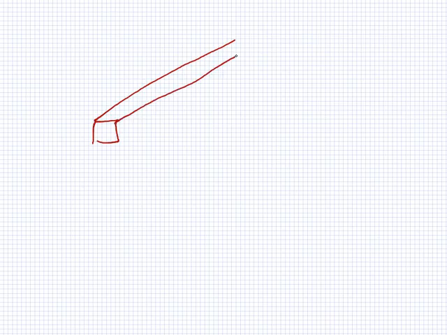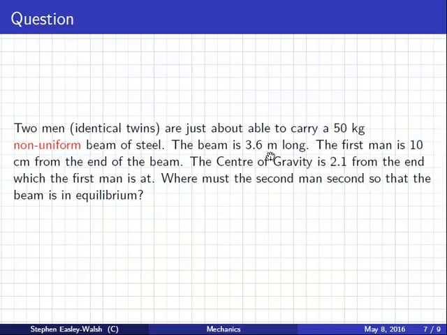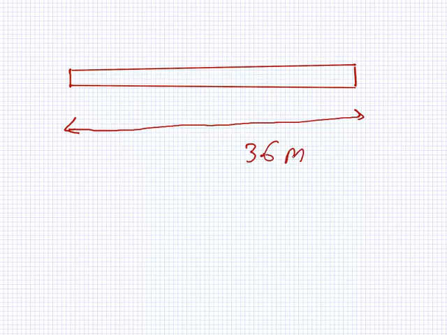I'll try and draw it for you. This is a beam, used to build homes. You can just draw it like this, no need to make it fancy. Okay, so this is our beam. We have two men, and they're able to carry this 50 kilogram beam. The beam is 3.6 meters long, so from here to here is 3.6 meters.